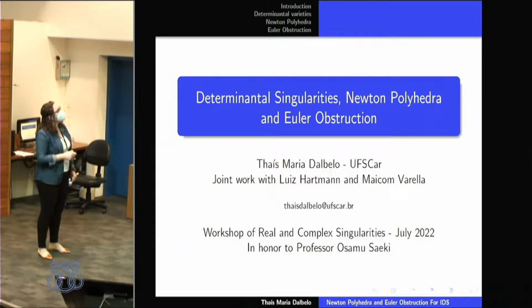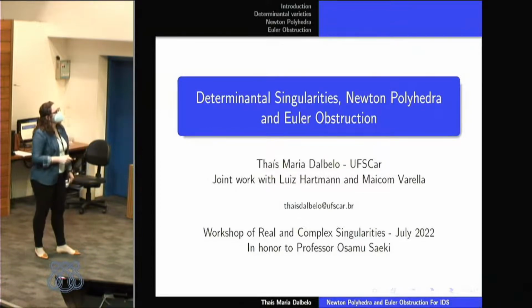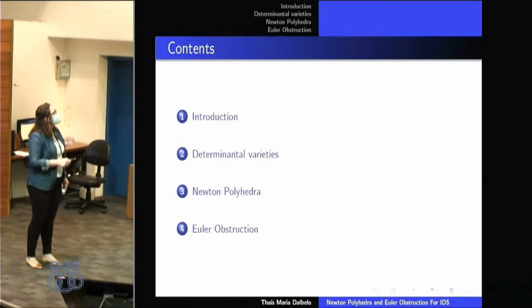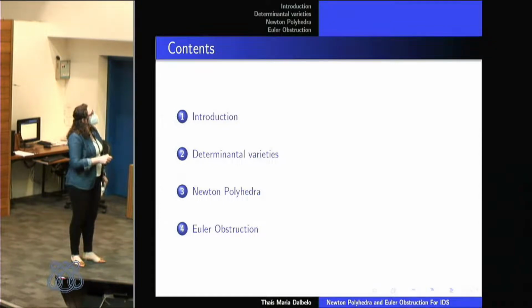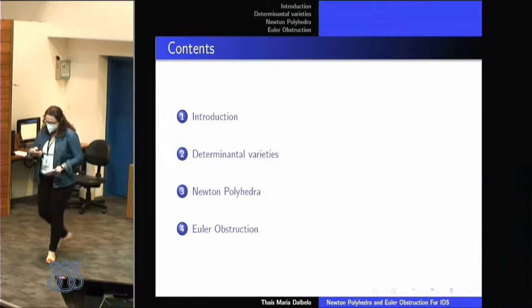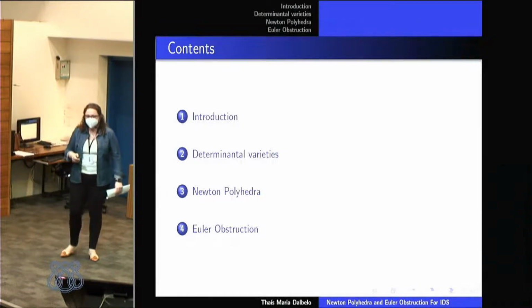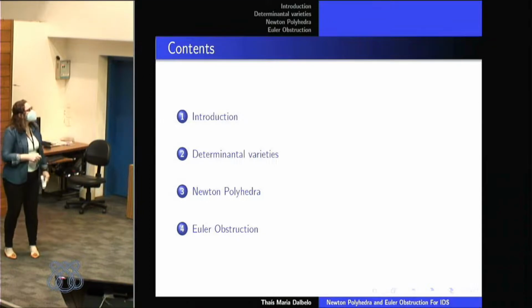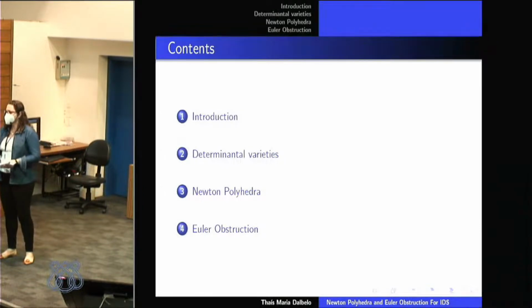Today, I'm going to talk about determinantal singularities, Newton polyhedra, and Euler obstruction, which is joint work with Luis Hartmann and Michael Varela. This presentation is divided in 4 topics. First, I'm going to do an introduction. After, I'm going to talk about determinantal varieties and some of their properties. In the sequence, I'm going to present a definition of Newton polyhedra for matrices and talk about some concepts related to it. And finally, I'm going to talk about the local Euler obstruction, and I'm going to present a formula to compute this invariant using Newton polyhedra.